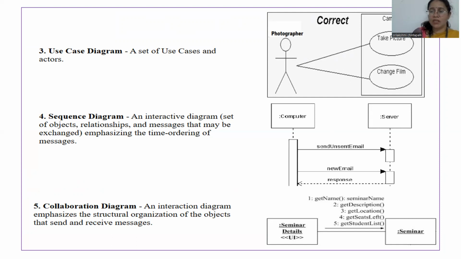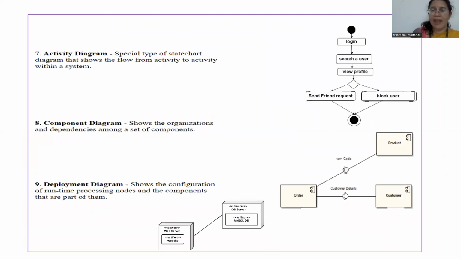Then we have collaboration diagram. Collaboration diagram is also called communication diagram. It will tell how communication is done between two objects with the help of messages, and how the messages must be numbered and represented. Then we have activity diagram. Activity diagram is similar to a flowchart, but it is nothing but a set of tasks. Each and every activity represents a set of tasks which the user does, and it shows the behavioral aspect of the system. It is dynamic in nature.